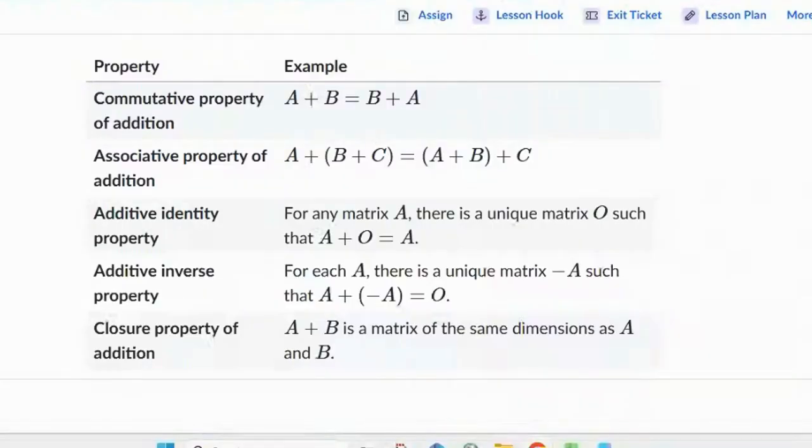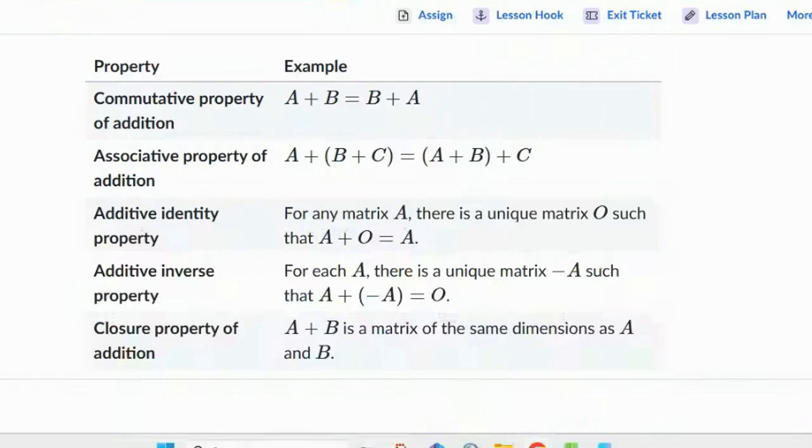1 plus 3 equals 3 plus 1. We know that. It works the same with matrices. If we have matrix A and B and add them together, we can put them in the opposite order and it's still going to be the exact same thing.